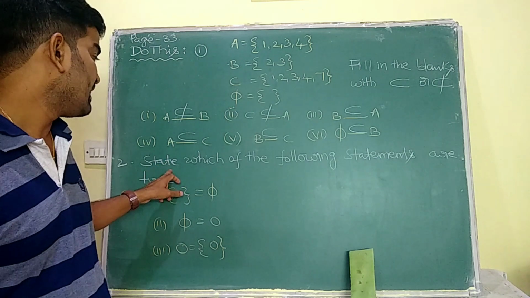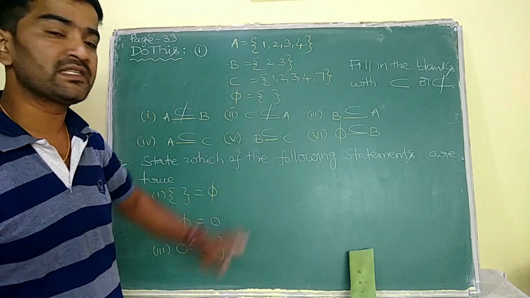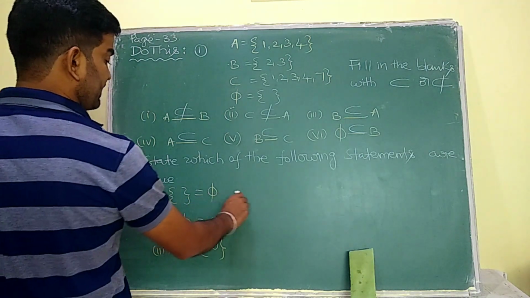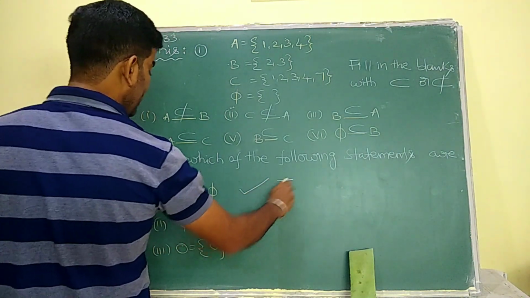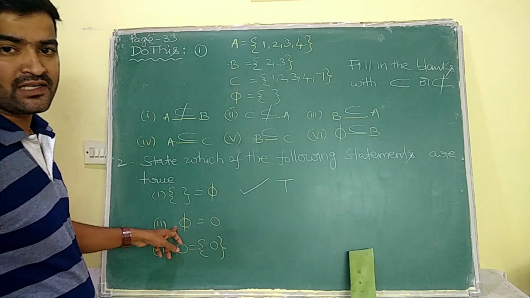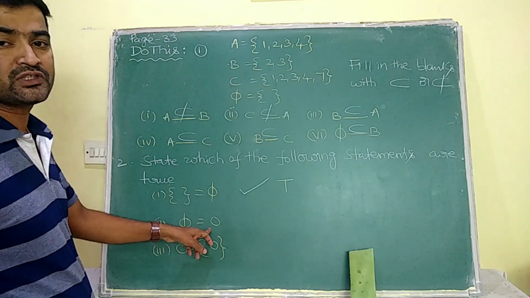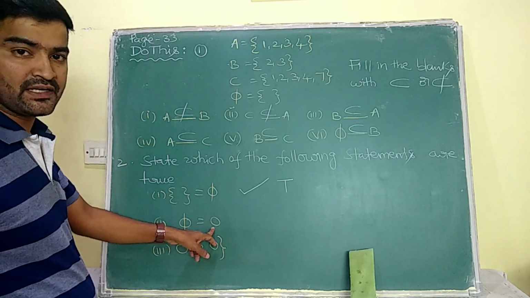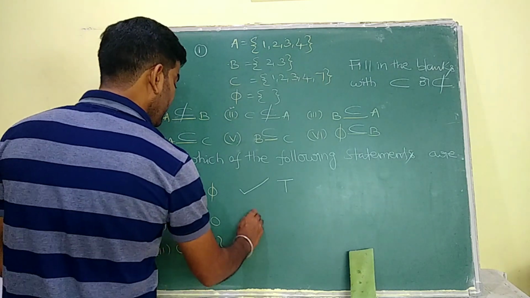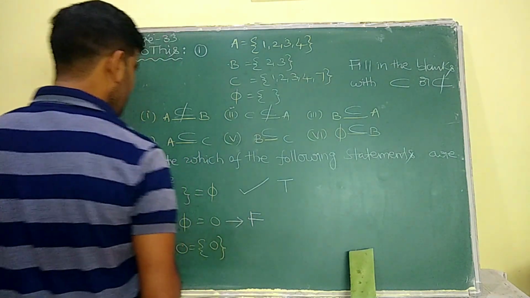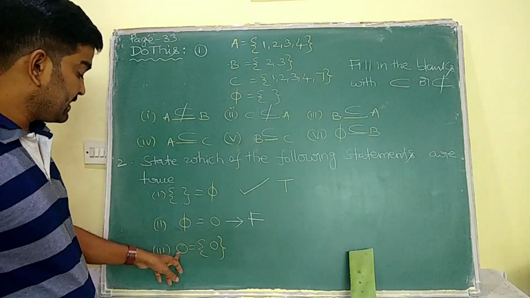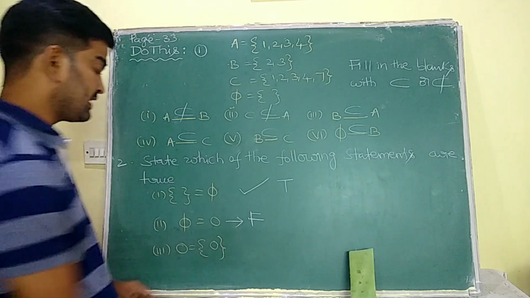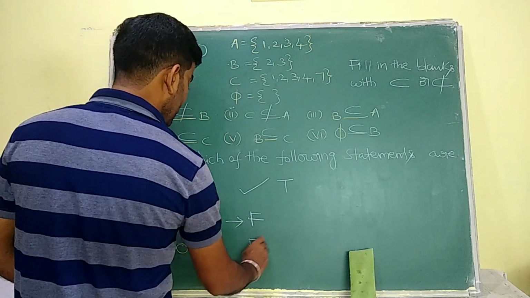Coming to the second question. State which of the following statements are true. Here, empty set equal to empty set. Yes, it's true. Coming to the second one, empty set equal to 0. This is a set, and this is an element. That's why it is false. Now again, this is an element and that is a set. That is why here also it is false.